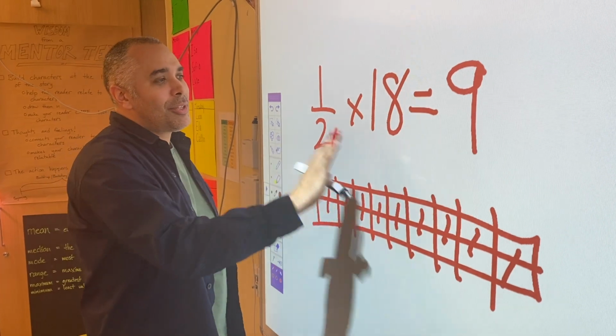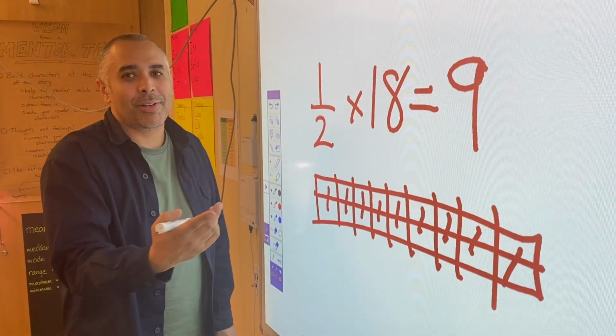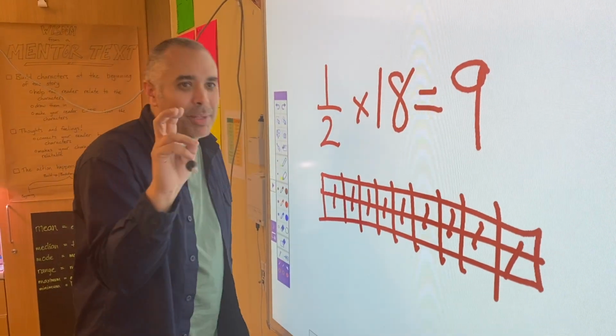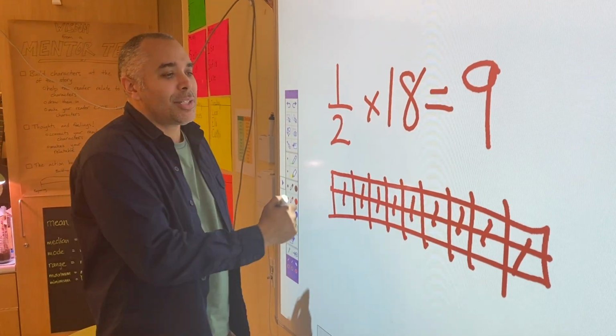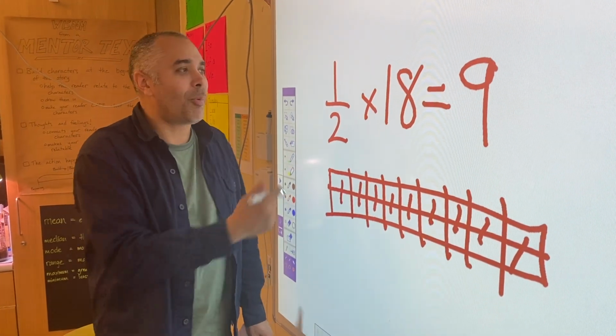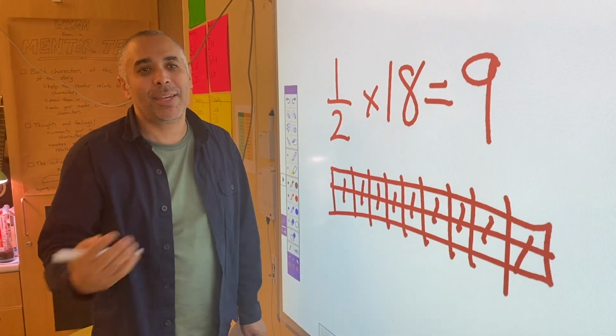So either way, whether you remember this algorithm or not for how to multiply a fraction by a whole number, you can figure out what meaning this problem has by thinking about it more flexibly.